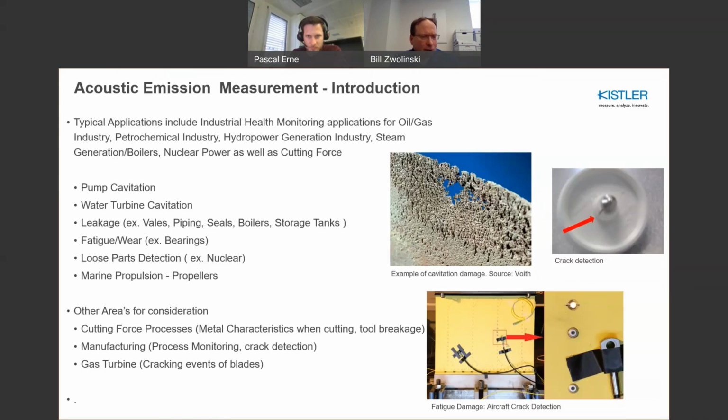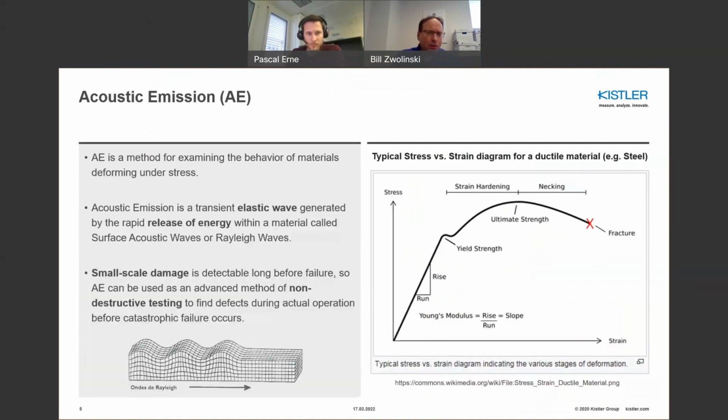Other areas that are also in consideration are in the cutting force area, where you're always trying to really optimize speeds and feeds and tool design and really trying to get the best performance out of your cutting regime. So in this area, acoustic emission provides a special insight that isn't obtained with any other measurand, actually. Certainly in terms of manufacturing processes and gas turbines, in terms of cracking of the blades and integrity of gas turbine operation is also an area where acoustic emission does play a role. So acoustic emission is basically an elastic wave generated by a release of energy within a material.